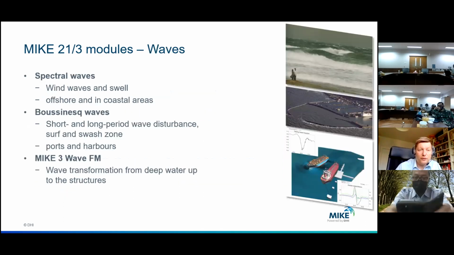Then we also have the wave modules, the well-known spectral wave module for wind and swell waves in offshore and coastal areas. And then we have the Boussinesq wave module for short and long period wave disturbance in the surf and swash zone. It can also be applied in ports and harbors because it includes partial reflections on the harbor components. And we have the new MIKE 3 Wave FM module, which is a three-dimensional wave modeling package, and it deals with the transformation of waves from deep water up to the structure, right? So overtopping is also resolved in this.